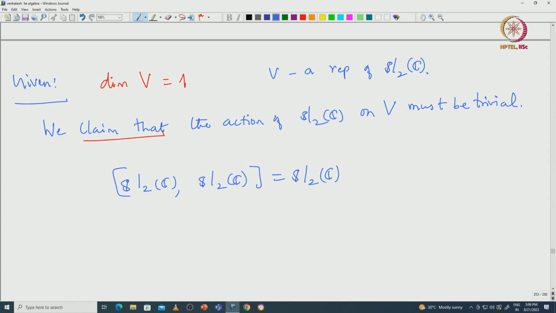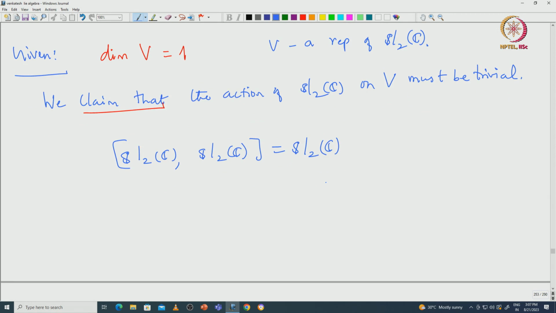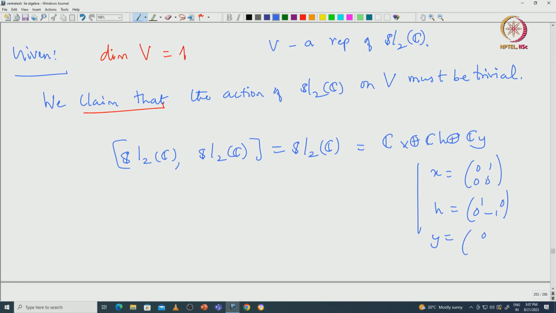Because the derived algebra of SL2C is itself, it is enough to prove this for basis elements. What is the basis? Recall, you have x, h, and y, where x is given to be this upper triangular matrix, h is given to be the diagonal matrix, and y is given to be the lower triangular matrix.